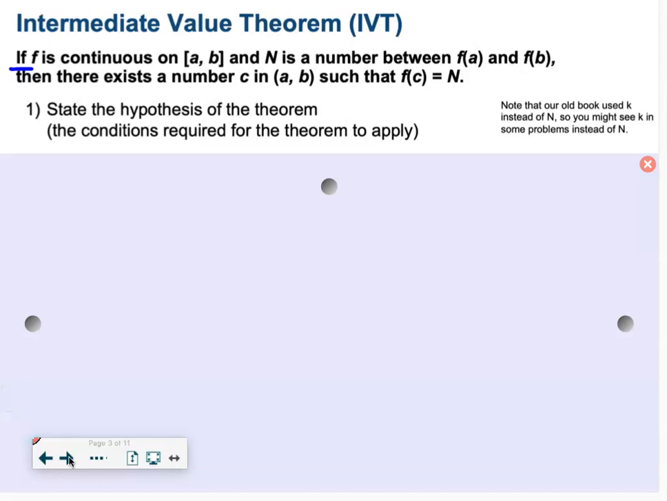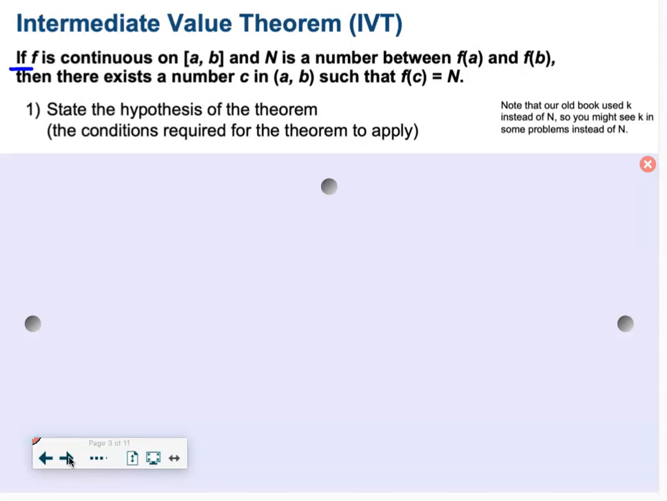If f is continuous on a, b, and n is a number between f of a and f of b. Good. That's it. That's your hypothesis. Now, when we say fa, do we say fa or do we say f of a? F of a. Get in the habit of saying f of a. The first period also just said fa. So we got to get in the habit of reading function notation out loud. F of a. A is an input for that function f.